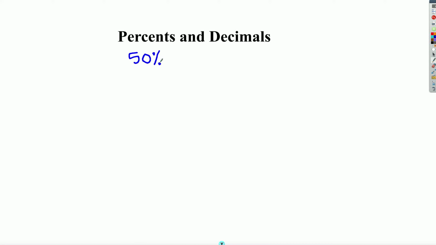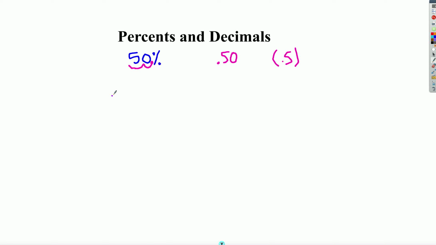If you want to write a percent as a decimal, what you do is you take the current decimal, which for the 50 is understood to be here, and you move it to the left twice. So I'd move it 2 times. So 50% is 0.50, or just 0.5. You don't have to put the extra 0 when it's at the end. So we'll look at another one.